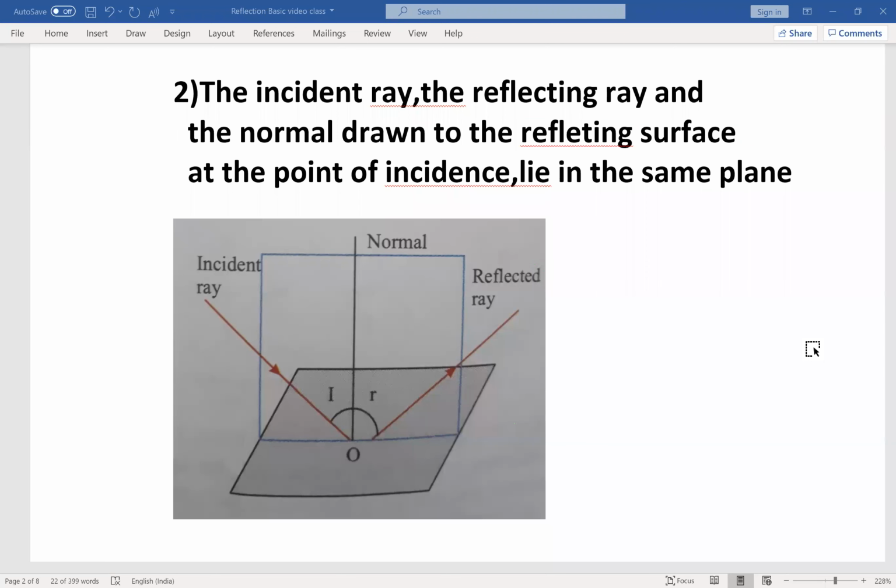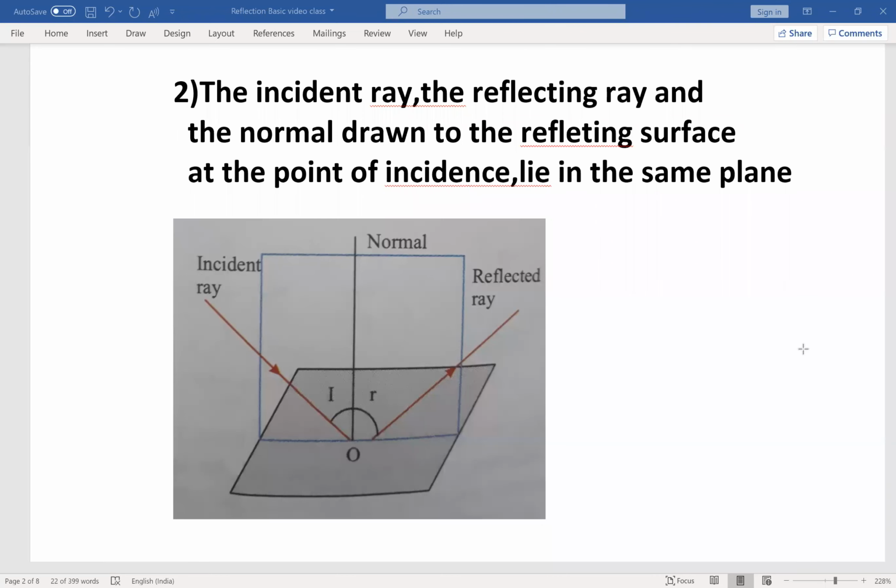Okay. The second law of reflection says that the incident ray, the reflected ray, and the normal drawn to the reflecting surface at the point of incidence lie in the same plane. Let me show you the three things here: this is the incident ray, this is the reflected ray, and this is the normal. These three will be in a single plane.